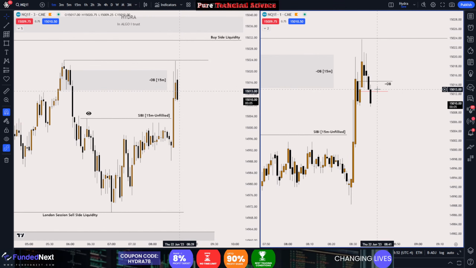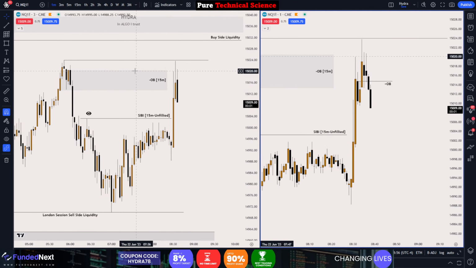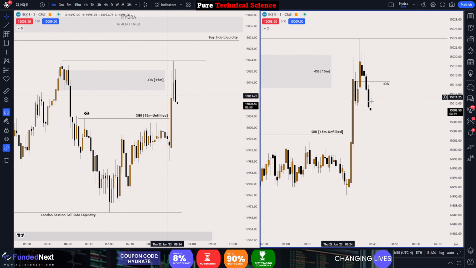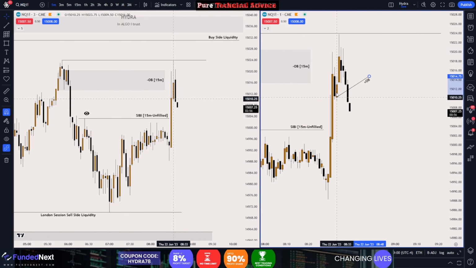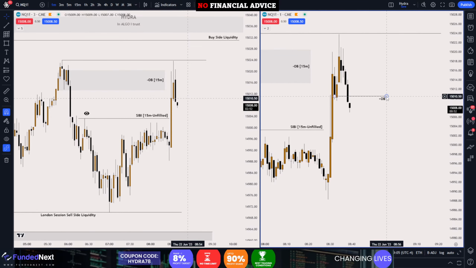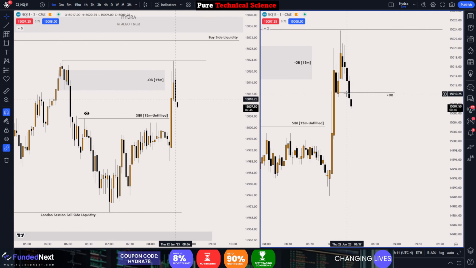Okay, so mean threshold broken. Price already showed us that it wants to respect this higher time frame order block. So now this bullish order block is going to be working as a reclaimed order block. Any tap inside, any retracement inside this order block will lead me to an entry.